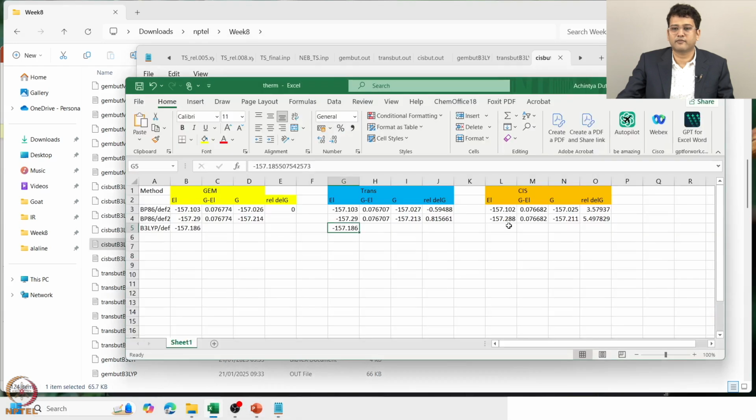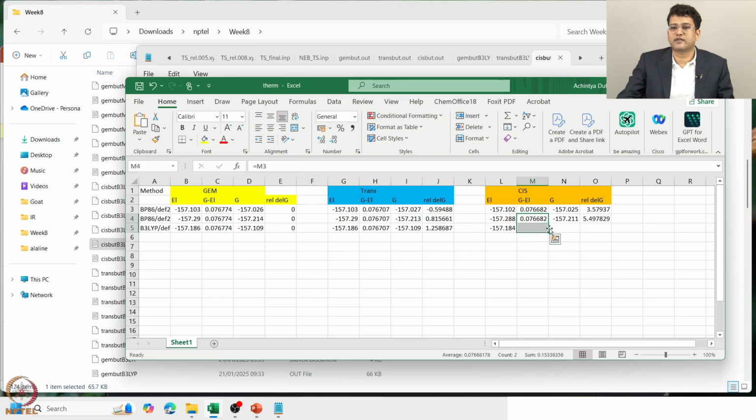Here is the cis energy. So this is just the electronic energy. And if I add it with the other contributions, and of course the relative values will be all 0 anyway. Here also, so you see the values improve a little bit for the trans one once we go to B3LYP.